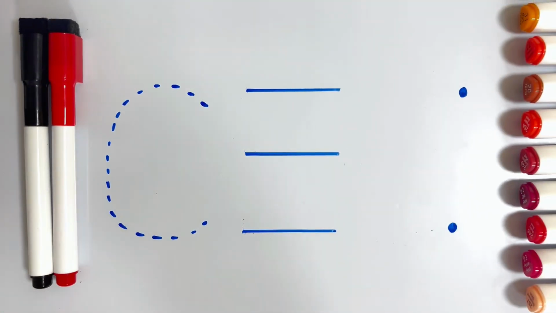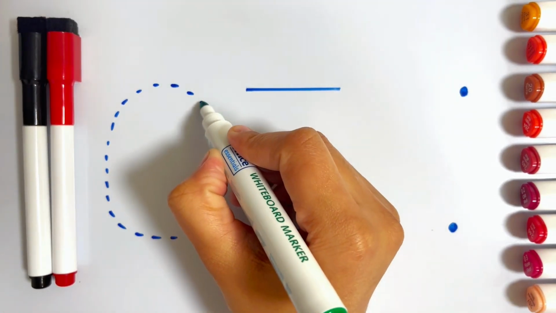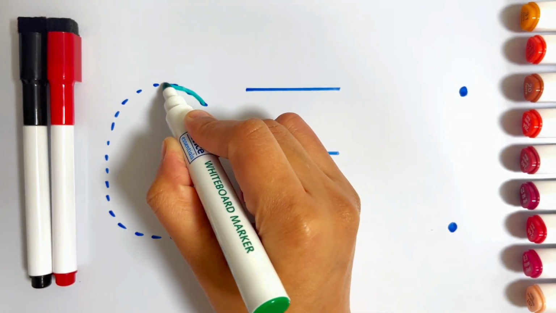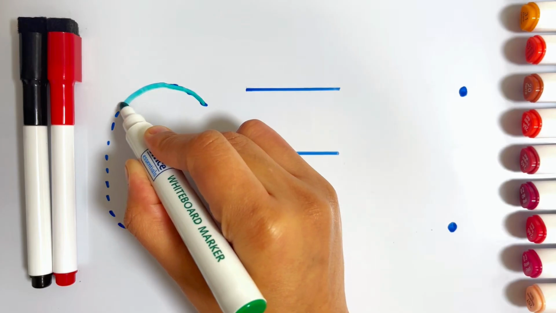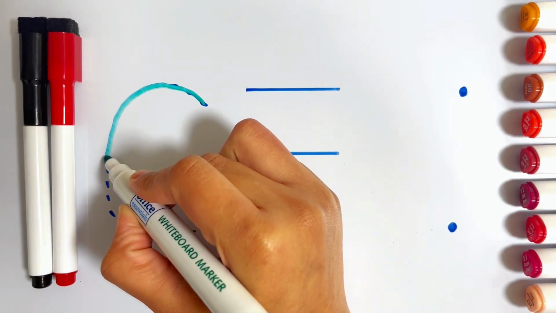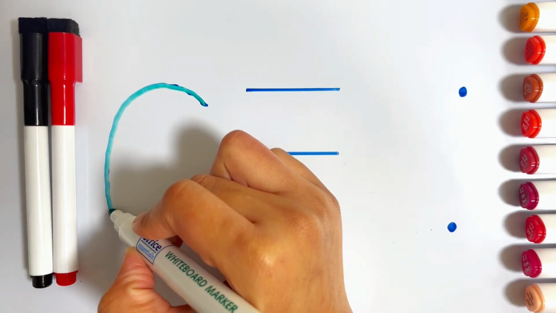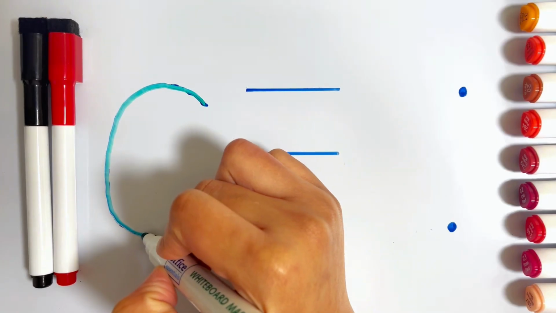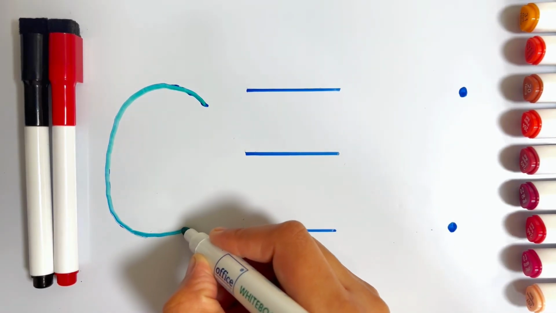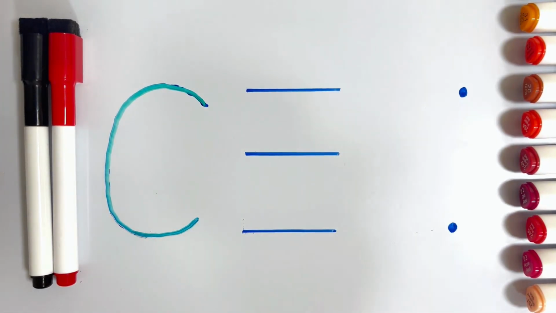Let us learn how to write alphabet C. Trace to write C. A big curve to the left. C.